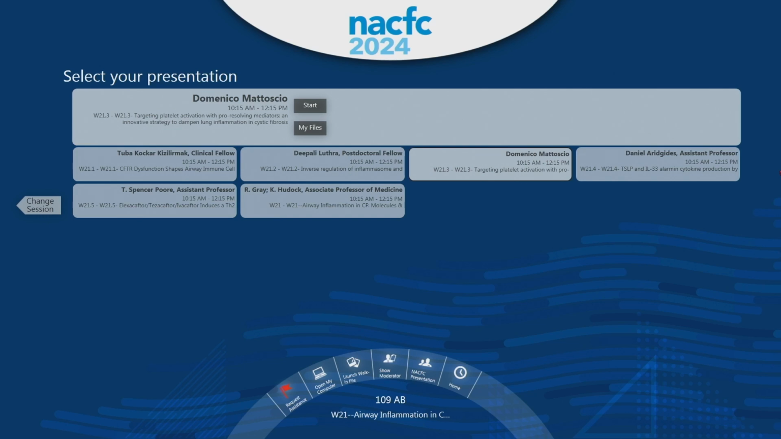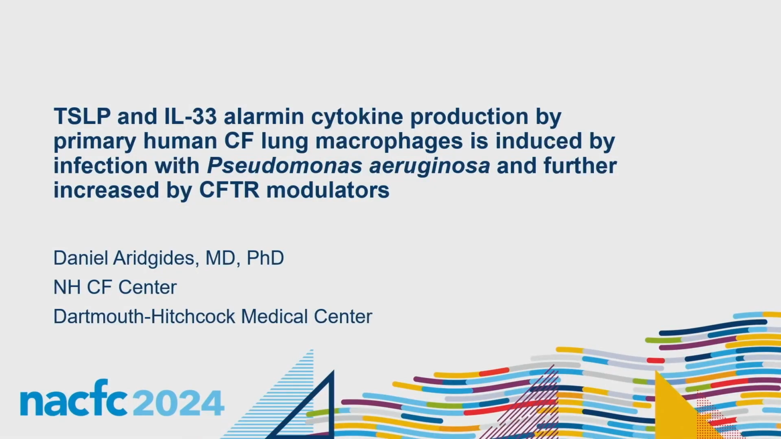Our next speaker is Dr. Dan Arigides, he'll correct me, an assistant professor at Dartmouth Hitchcock and the associate director of the Adult CF Center. His work focuses on interactions between macrophages and pathogens in CF, with an emphasis on how modulators affect these. The title of his talk is TSLP and IL-33 alarmin and cytokine production by primary human CF lung macrophages induced by infection with Pseudomonas and further increased by CFTR modulators.